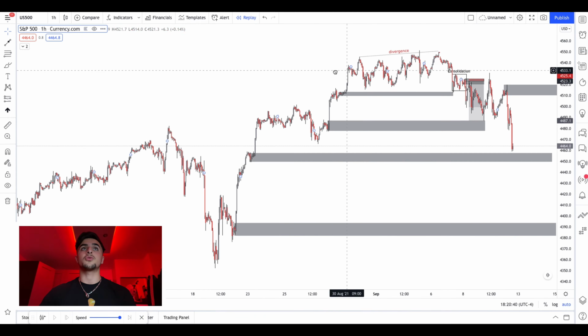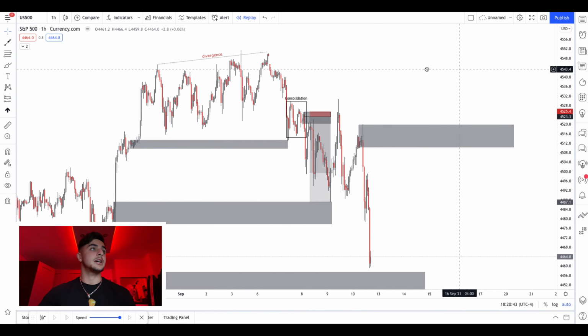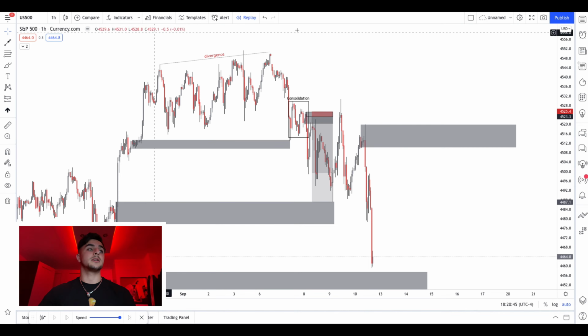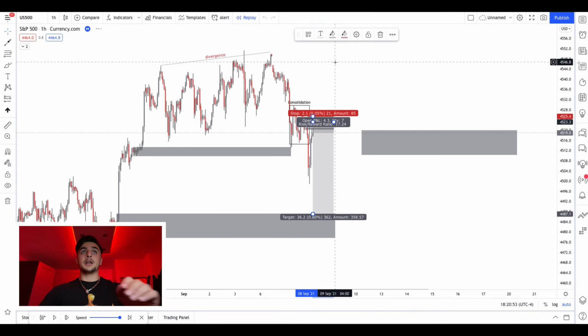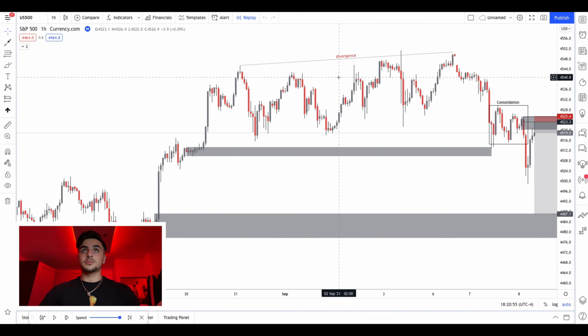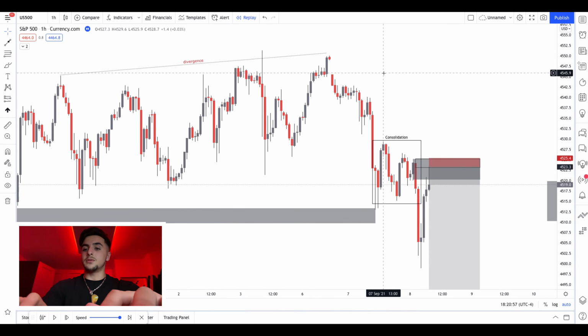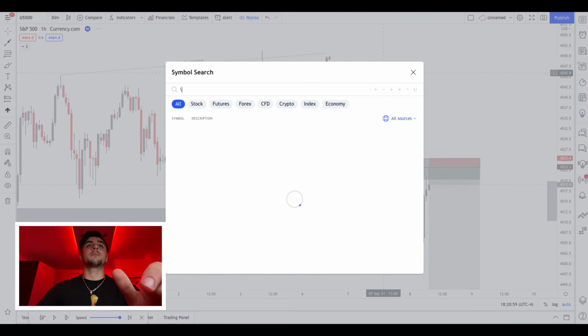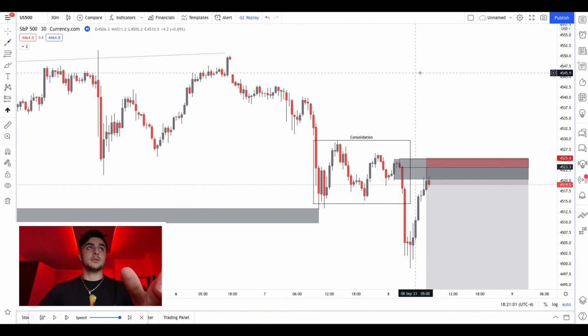So the trade was right here. All right, let's replay price back to this point right here and go through why I took this position. Okay, let's head up to the 30 because we don't really need the high time frame right now. I'm gonna keep it nice and simple for you guys.